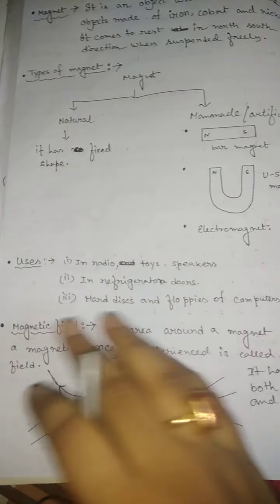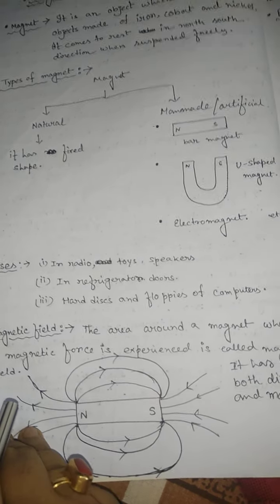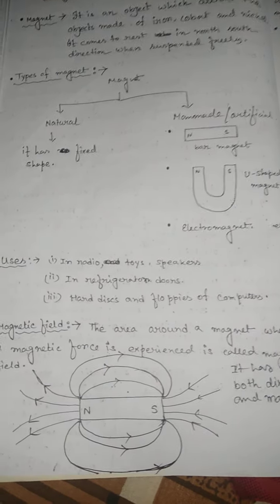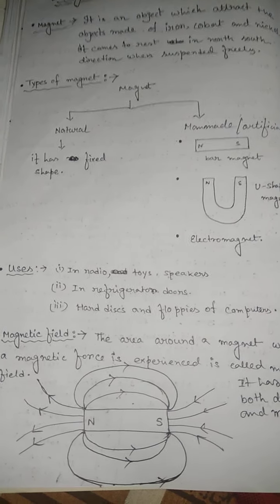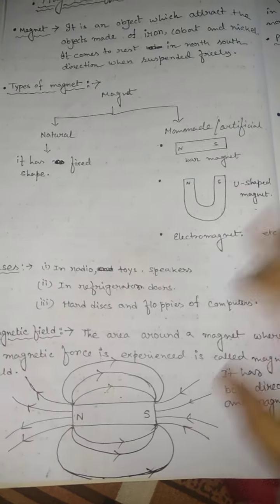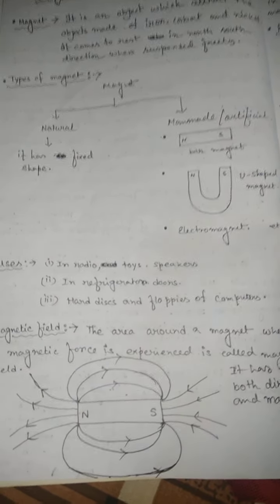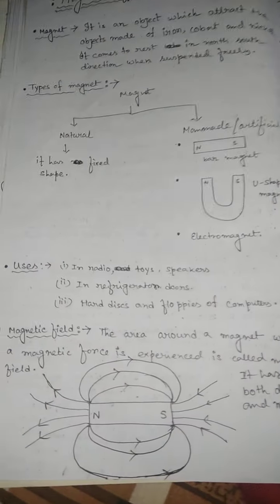Now the next topic is magnetic field. In the first chapter we also studied the electric field. Due to an electric charge, the region or area around the electric charge, up to where another charge can experience a force by that charge, is called the electric field.